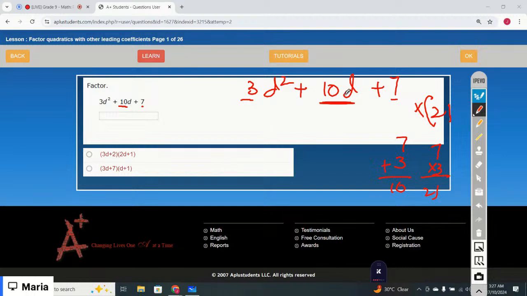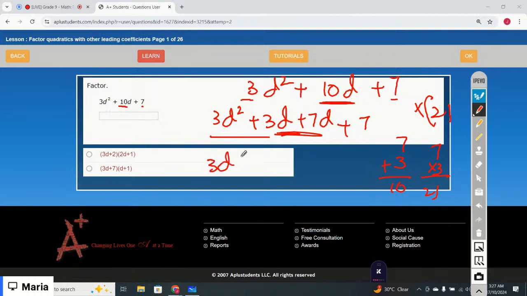So let's just break down that 10d. Just look at the one. 3d square plus 3d plus 7d plus 7. You can see when you add them, you can have 10d back, right? So from here, you can take common 3d, you are left with d plus 1. From here, you can take common 7, you are left with d plus 1.